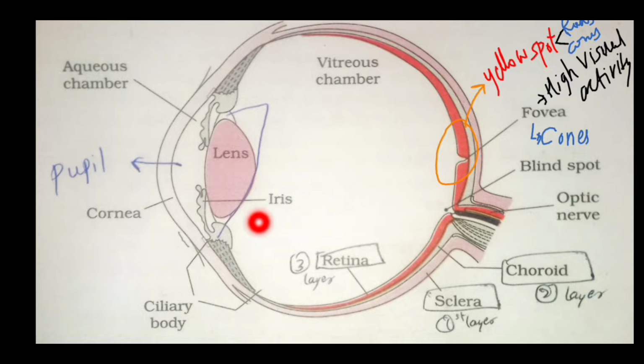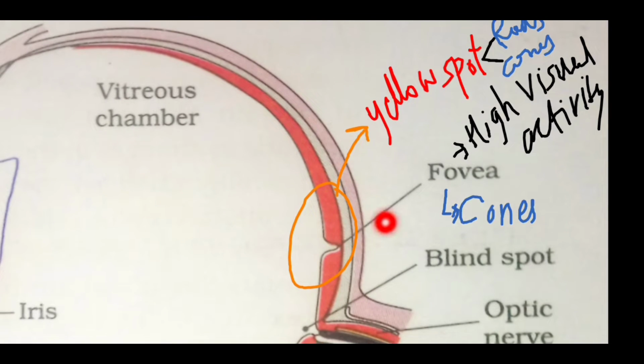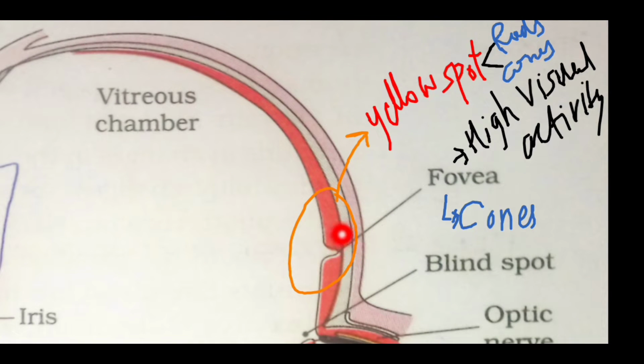This is the iris, and this is the lens, which is connected by the suspensory ligament. Now a spot is present where light travels. See here, a pit is present. That pit is known as fovea centralis or fovea, in which only cones are present. I will tell you later what cones and rods are. The fovea consists of cones, and it has high visual acuity and high resolution power. It is a very important point.